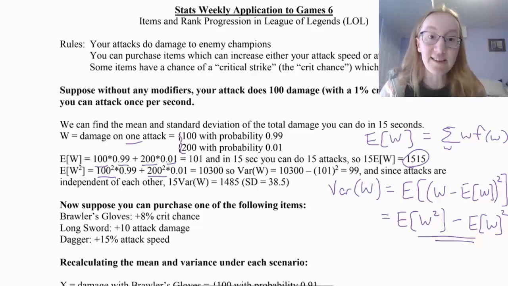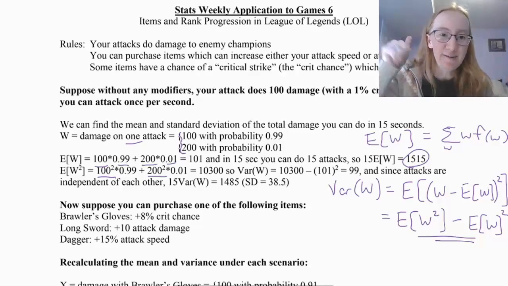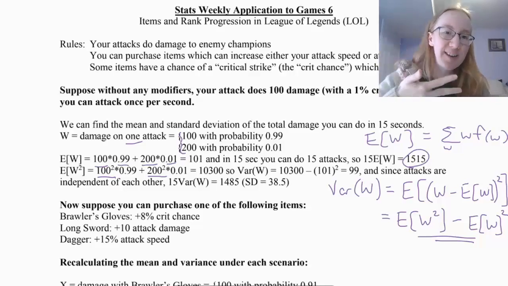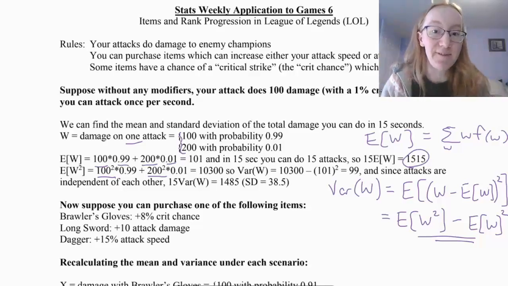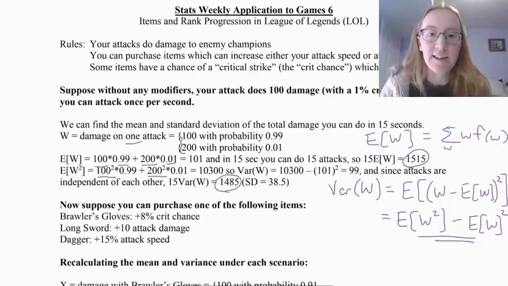So that's the variance of a single attack, but we want the total variance of 15 independent attacks. So the variance of one attack plus the variance of another attack plus the variance of another attack, etc., added up 15 times. And that gives us a total variance of 1485.